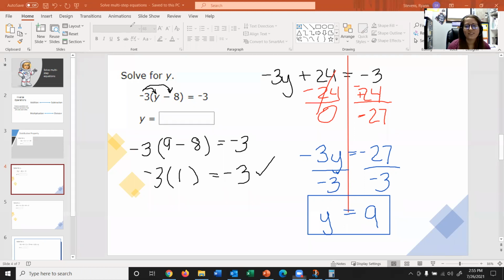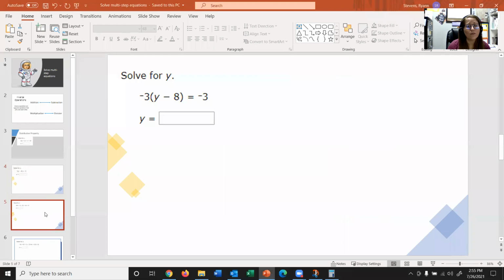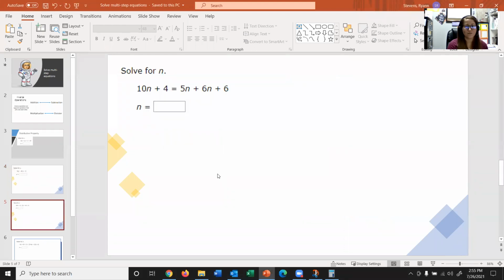Let's look at another example. Remember, multi-step equations are not always going to involve the distributive property. There are different ways that you'll see multi-step equations written. It just means that there are going to be additional steps. It's not just going to be the two.